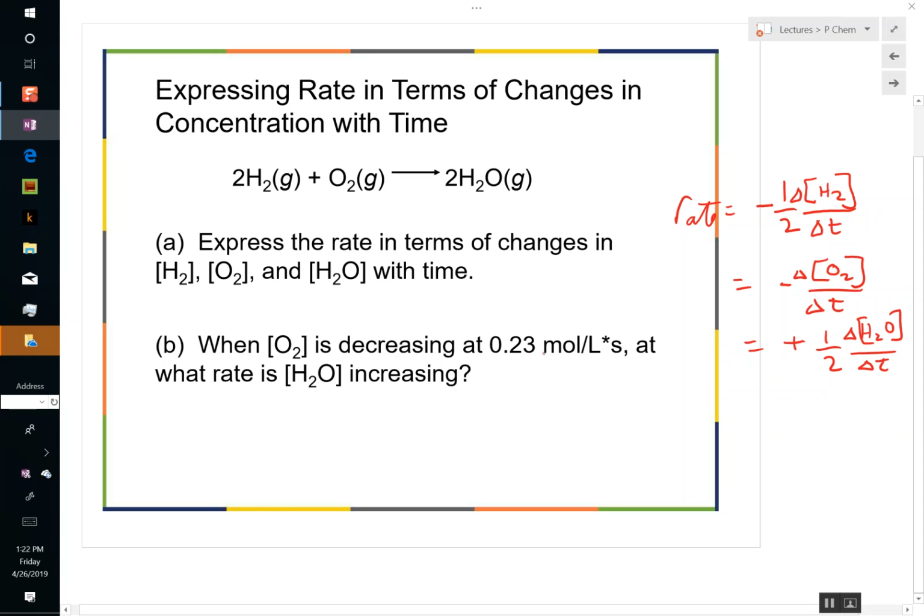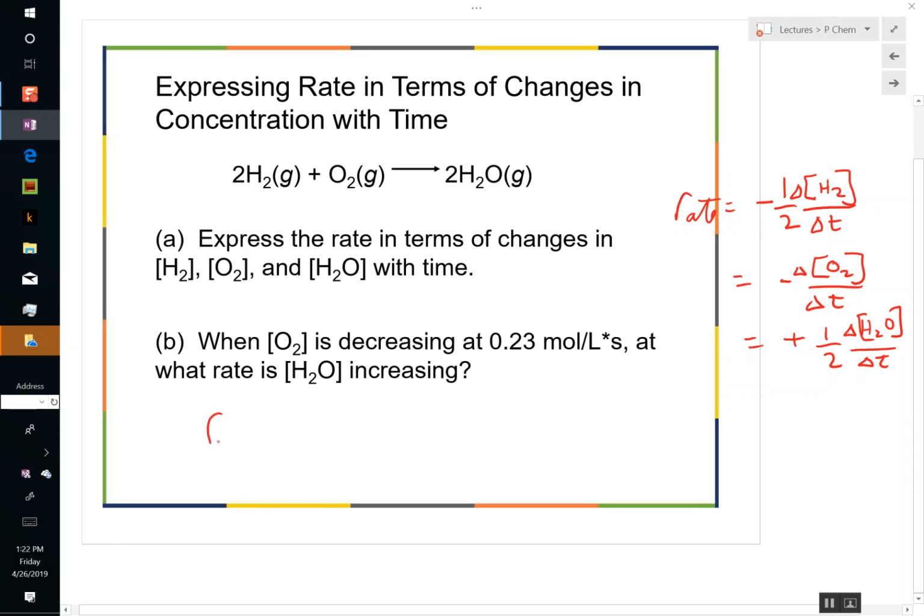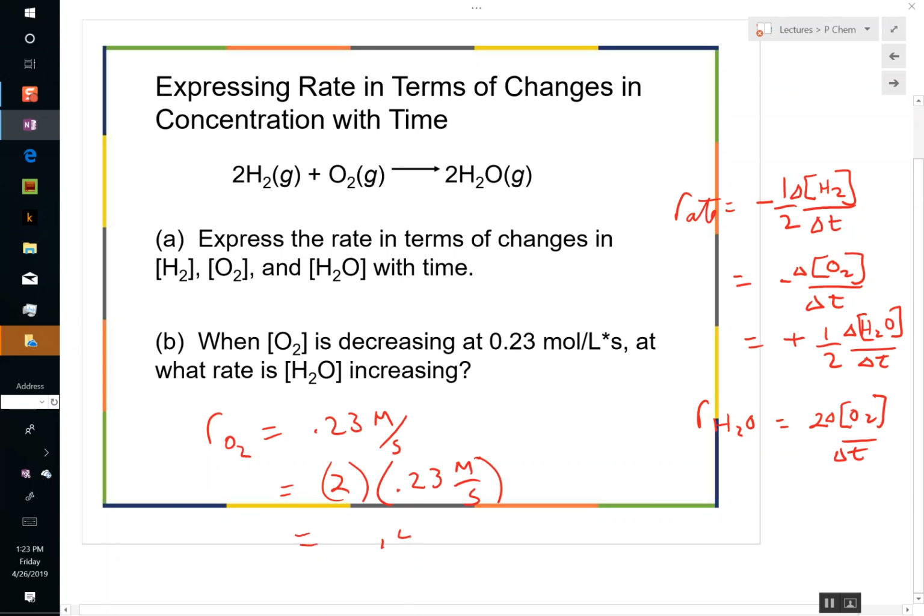When oxygen is decreasing at 0.23 moles per liter per second, at what rate is hydrogen increasing? So the hydrogen is going to be double that rate. If we take this equal to that, it's basically saying the rate of the water is going to be 2 times the rate of the oxygen. That's 0.46 molar per second.